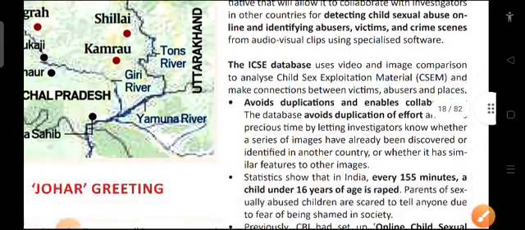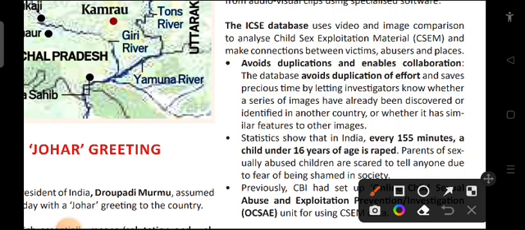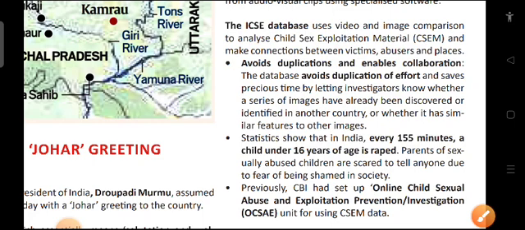using a special software. The ICSE database uses video and image comparison to analyze child sexual exploitation material and make connections between victims, abusers and places. How? This avoids duplication and enables collaboration. The database avoids duplication of effort and saves precious time by letting investigators know whether a series of images have already been discovered or identified in another country, or whether it has similar features to other images.